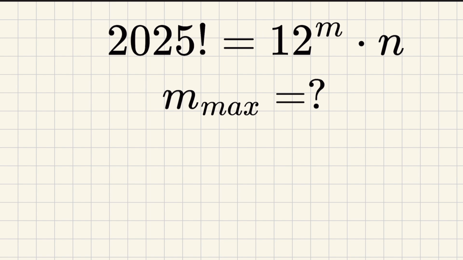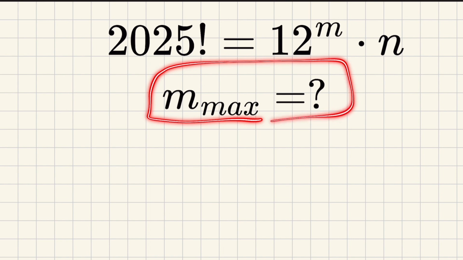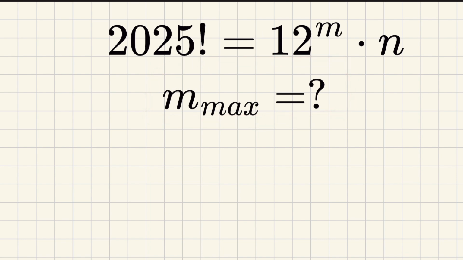You wouldn't be able to write this. You wouldn't even be able to start. Now, I want to write it as 12 to the power of m, and then times by another integer. m and n are both integers. Now, what is the maximum value that m can take? So we want to say that m is going to be a positive integer. So basically, how many times can you divide 2025 factorial by 12?